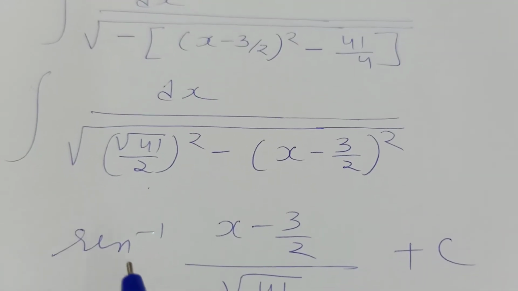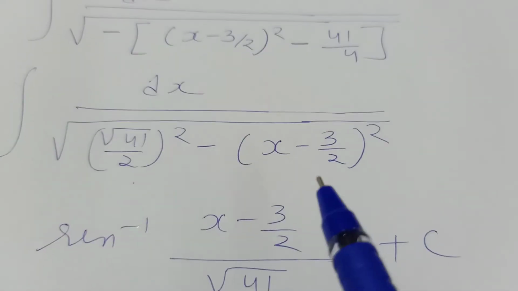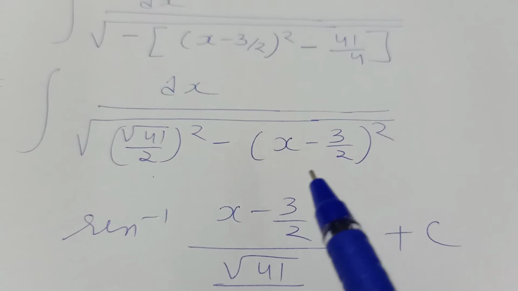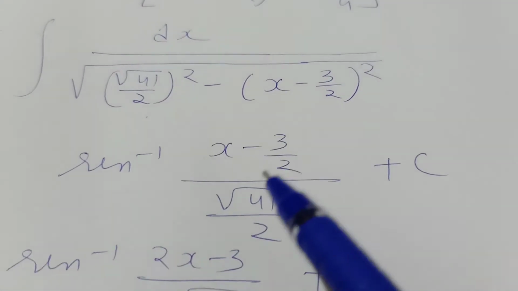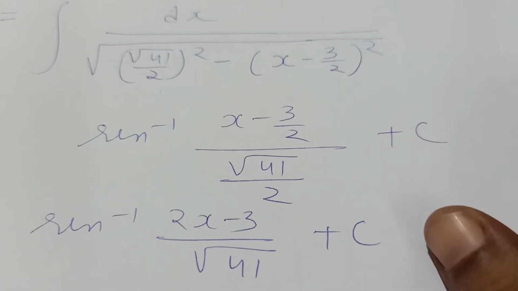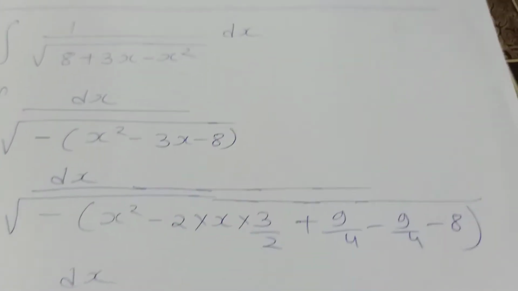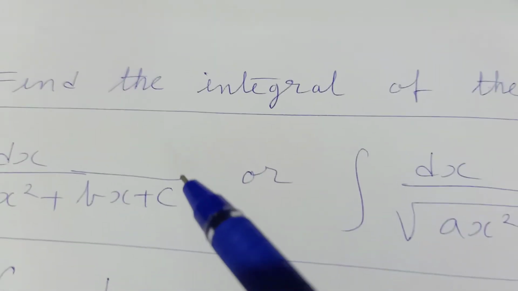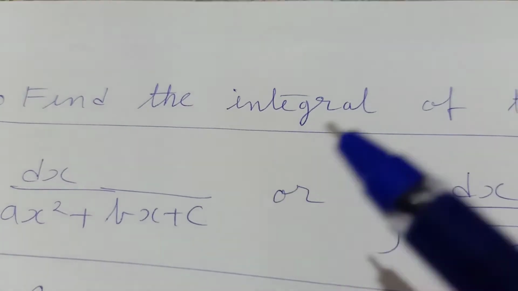So we will write sin inverse x upon a was the formula. So here in place of x we have x minus 3 by 2, and in place of a we have root 41 by 2. So we will use the formula and simplify it. We will get this function sin inverse of (2x minus 3) upon root 41 plus c. The same process we will use when there is no root, or the function is like 1 upon ax square plus bx plus c.